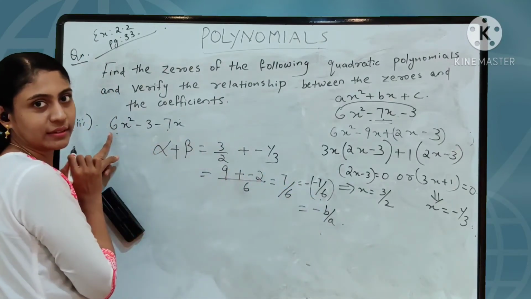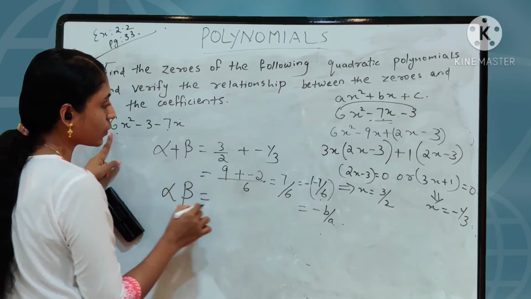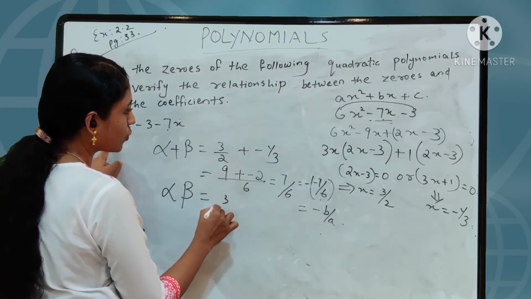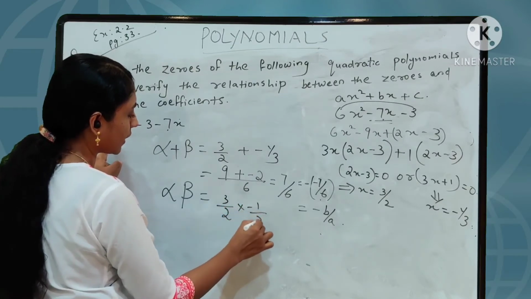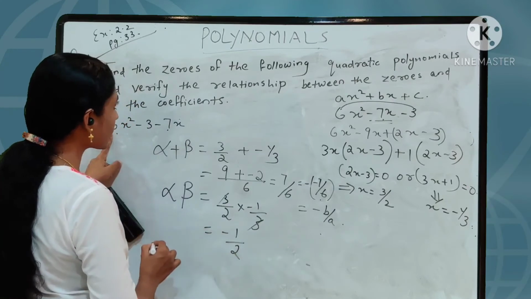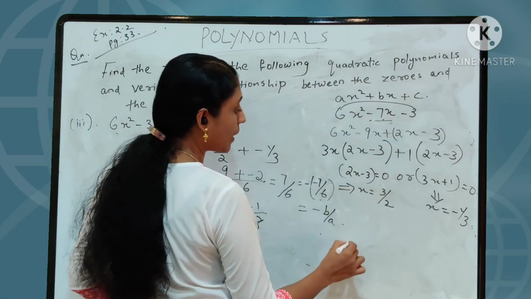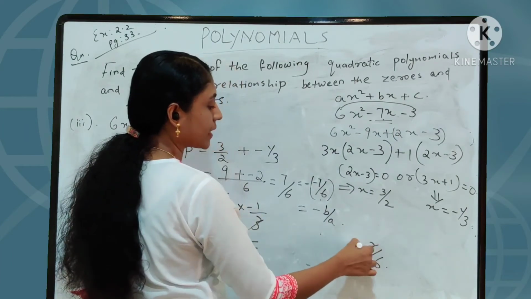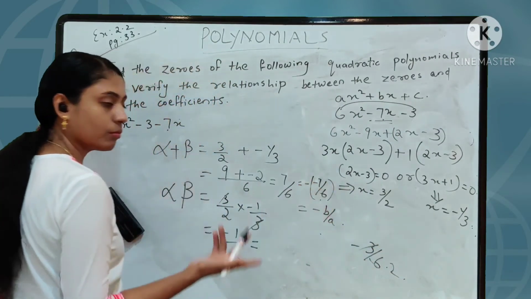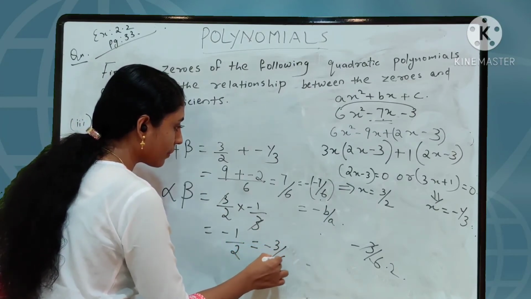And what about the product alpha beta, the product of the zeros? 3 by 2 into minus 1 by 3. 3 gets cancelled, we will get minus 1 by 2. And minus 1 by 2 can be written in the form minus 3 by 6, right? Minus 3 by 6 itself is minus 1 by 2. So we can write this as minus 3 by 6.